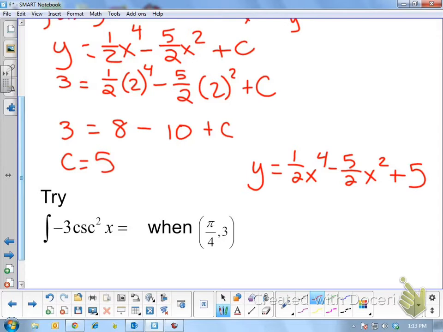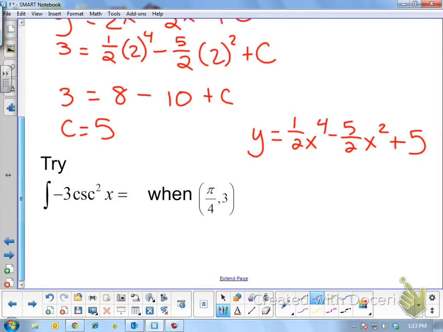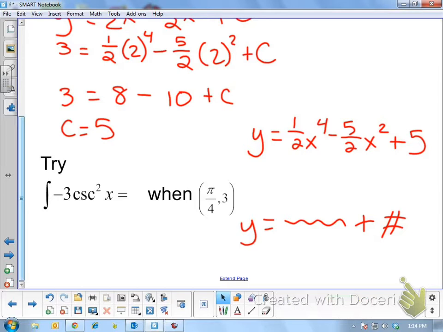And I could take that same problem and give you another initial condition, and you could find a different c value. Okay, so I'm going to have you guys try one. And one of the reasons I wanted you to log in is because I'm going to have everyone enter their answer in after you've tried it out. So your final answer should be y equals whatever plus a number instead of c. So that's what you're going to enter in to the Inspire. I'm going to send out a quick poll.